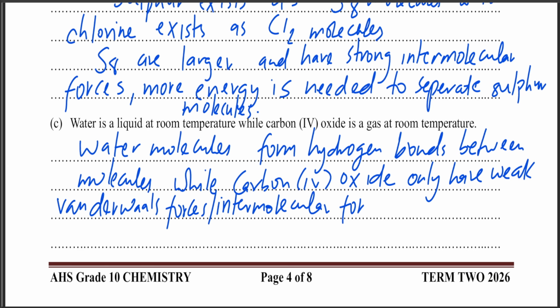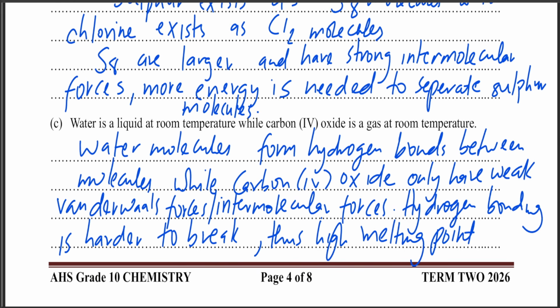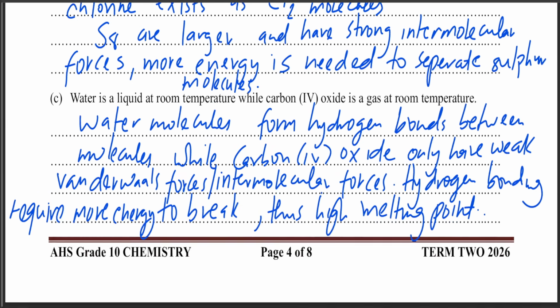Okay, so the ones that are usually in bonds are much harder to break. So hydrogen bonding is harder to break, thus a high melting point. Or let's say it requires more energy. If you write harder to break, it will look a bit like require more energy to break. So that is your answer. Very simple answer. Let's go to the next question.